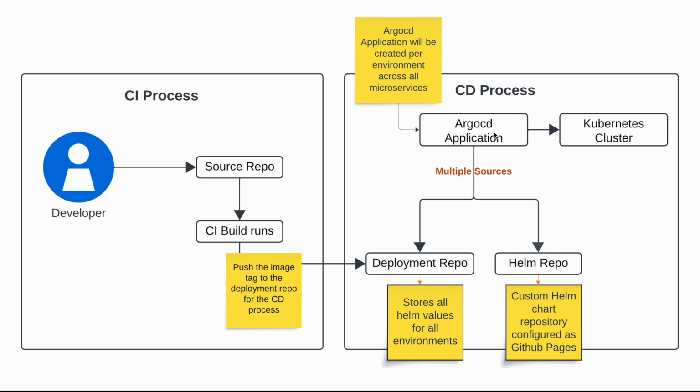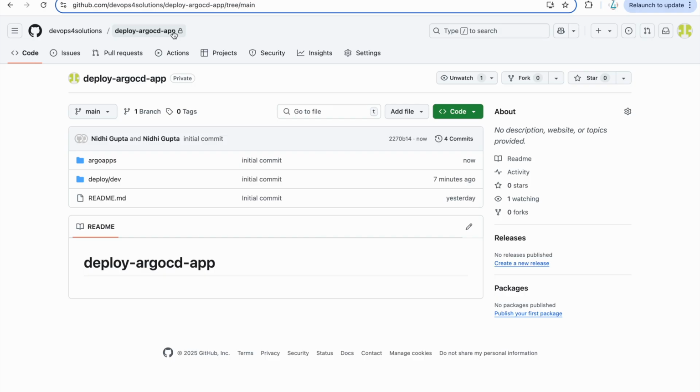So first we need to create a repository. So let's just create this deployment repository and start with that. Now first we'll talk about our deployment repo. I have created this deploy Argo CD app repo, and this is the repo that we are using for our deployment, for our CD process.